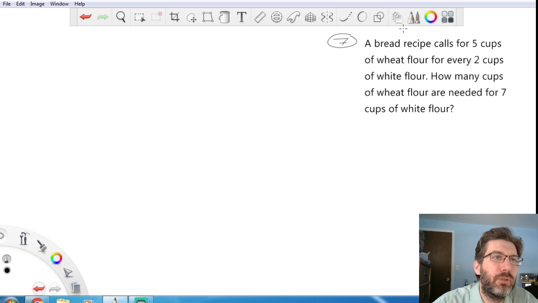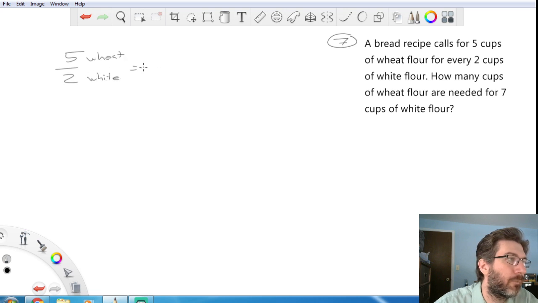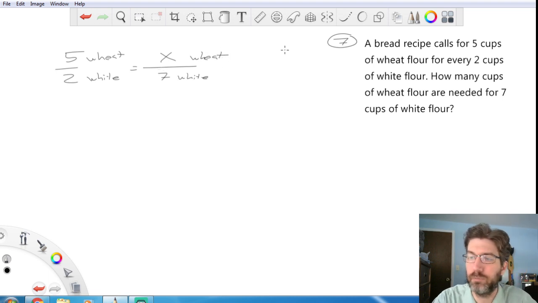Number 7 states a bread recipe calls for 5 cups of wheat flour for every 2 cups of white flour. So that's our original ratio, 5 to 2. Keeping in mind this is wheat and this is white. And then it's going to say how many cups of wheat flour are needed for 7 cups of white flour. So 7, and again this is white and this is wheat. So just read carefully. My dyslexia kicked in, so some of you might be as well.